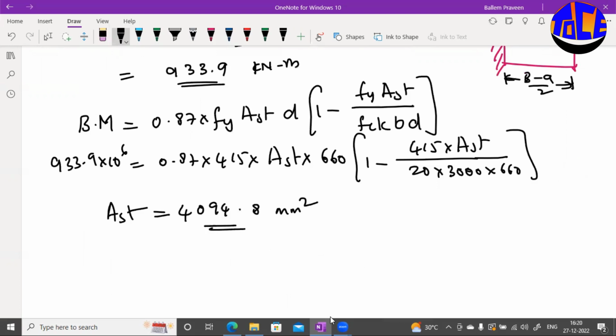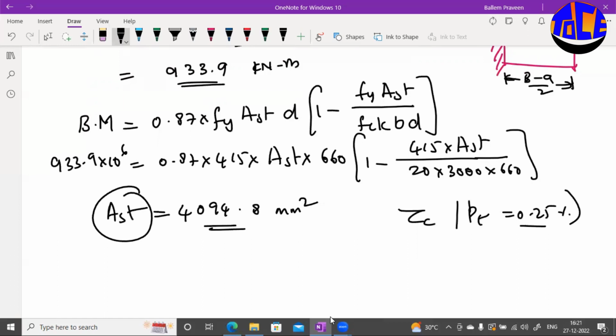Okay, so this is the AST you are getting, but we have assumed some value. If you remember, for finding tau c, we have assumed the percentage of steel as 0.25. So you have to check. So our design is based on this assumption.